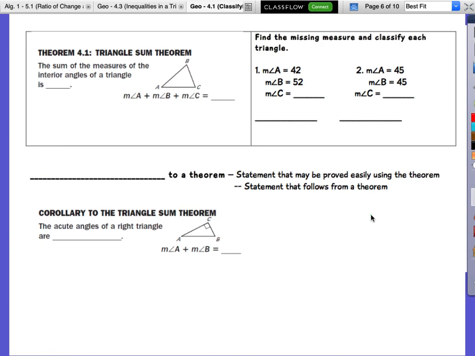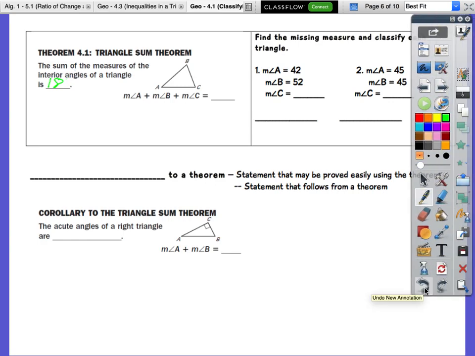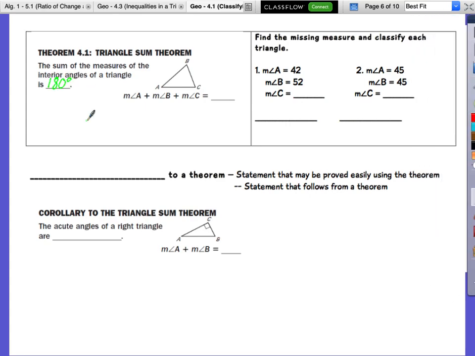So the triangle sum theorem. The sum of the measures of the interior angles of a triangle is 180 degrees. Who can tell me what sum means? They add up. Very good. So the 3 interior angles of a triangle add up to 180. So measure angle A, B, and C all add up to 180 degrees. Every time, regardless of your triangle. If it's a triangle, all 3 angles have to add up to 180. Not possible otherwise.